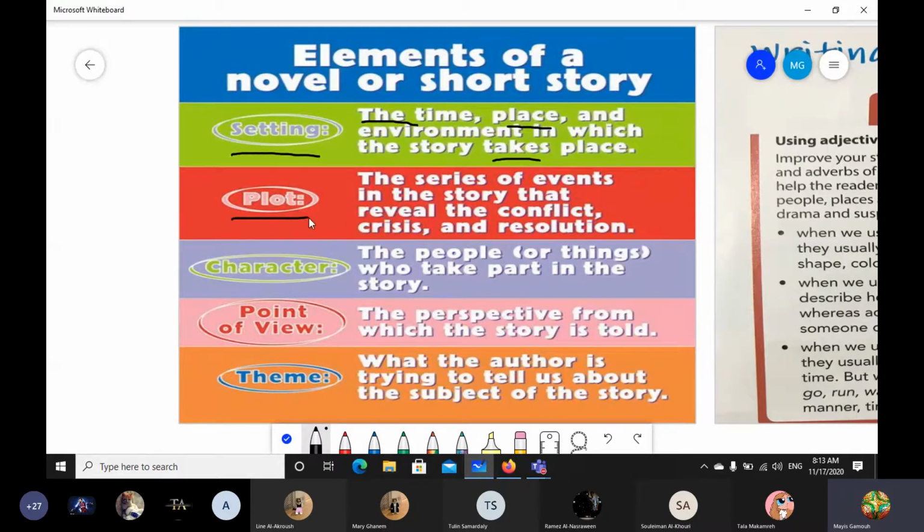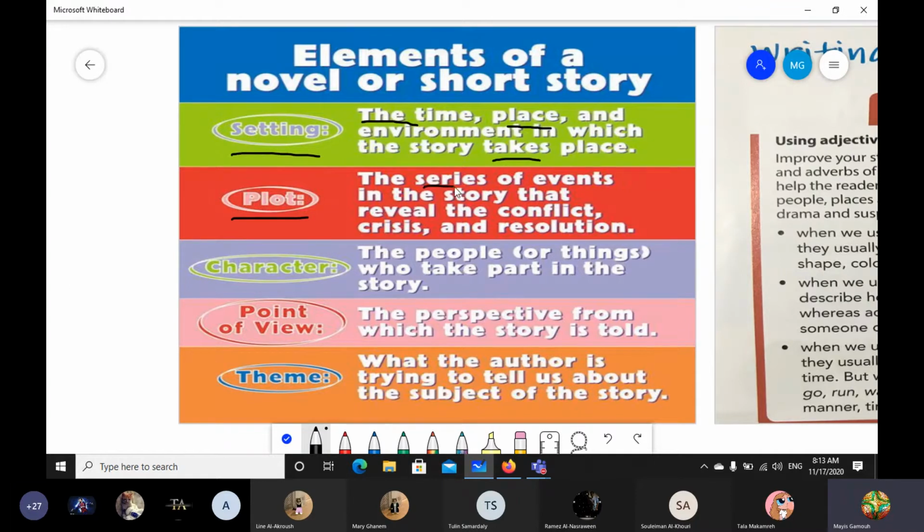Number 2 is the plot. What do I mean by the plot? In Arabic, it means الحبكة, حبكة القصة. And it means the series of events in the story. The series, the groups of events, the steps of the events in the story.